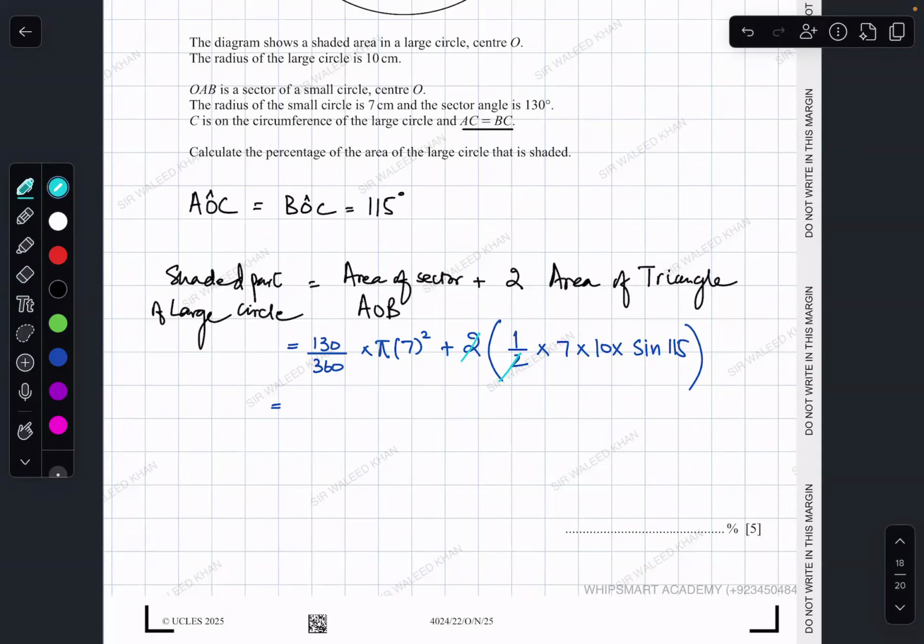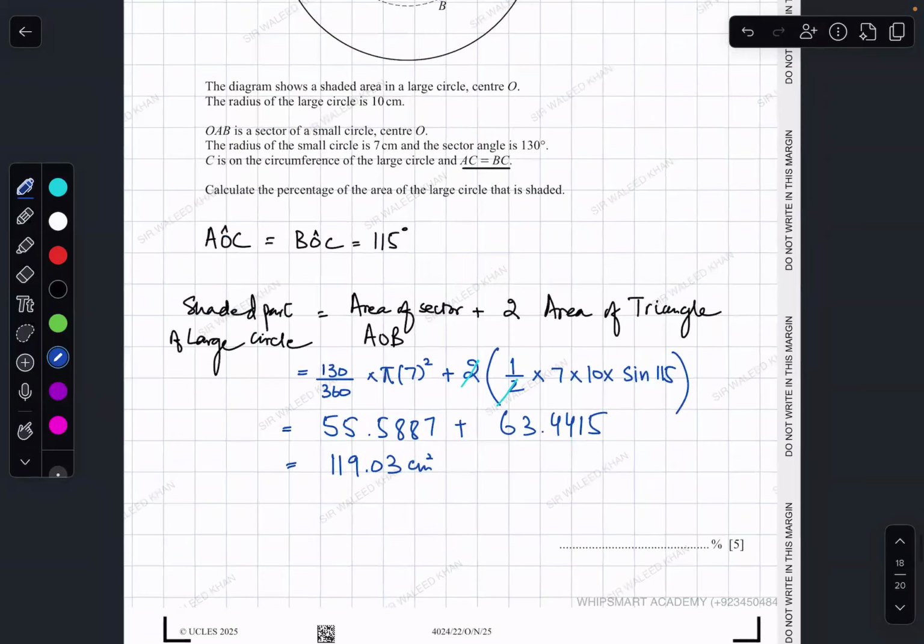Okay, that is 55.5887, plus 70 into sine 63 point. Add them together. So we have 119.06. Now this is part of the shaded region. They are asking something else.